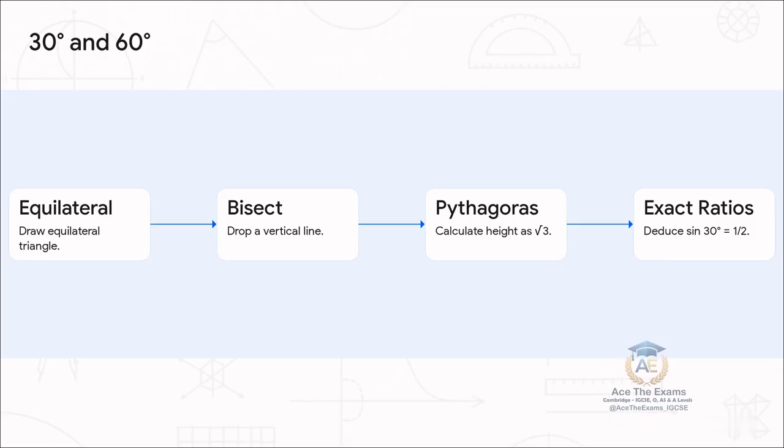The hypotenuse is still 2. Using Pythagoras again, 2 squared minus 1 squared gives us 3, so our vertical height is the square root of 3. Our top angle was bisected, so it's now exactly 30 degrees.